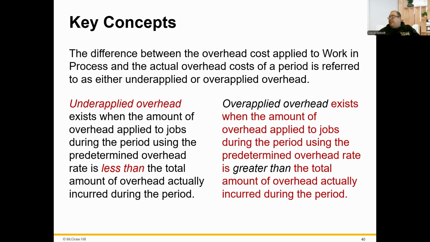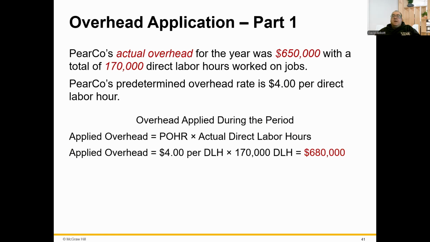A debit balance in the manufacturing overhead account indicates that more overhead has been incurred than what has been applied to the inventory. And so the overhead is underapplied. A credit balance in the manufacturing overhead account indicates that more overhead has been applied than has been incurred, and the overhead has been overapplied. So let's look at an example.